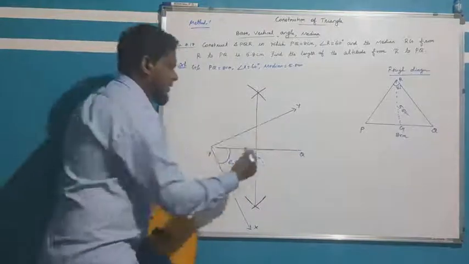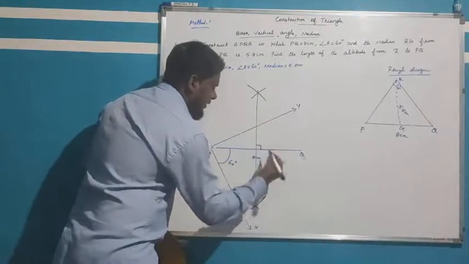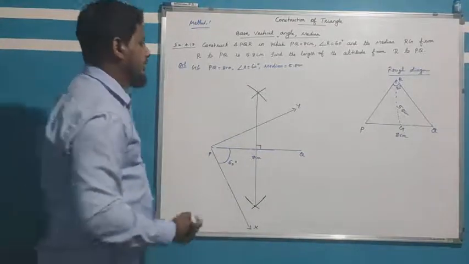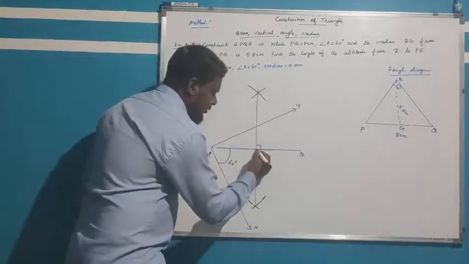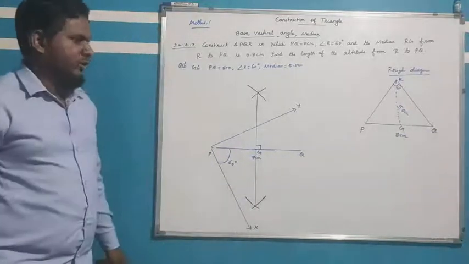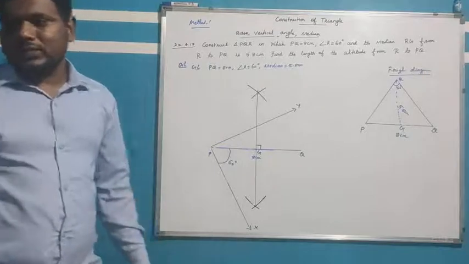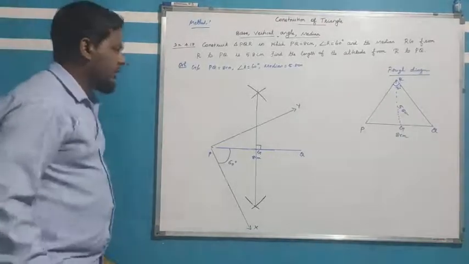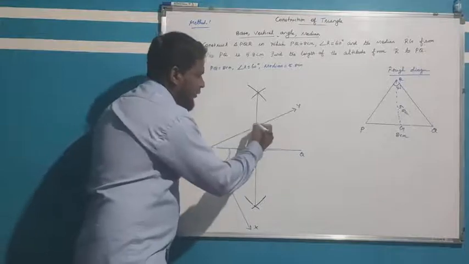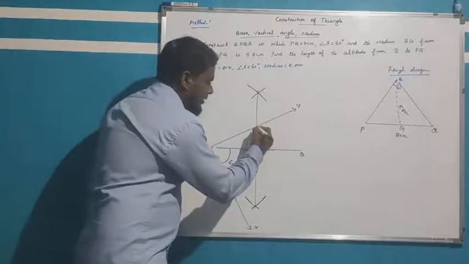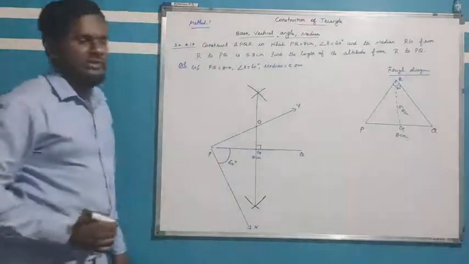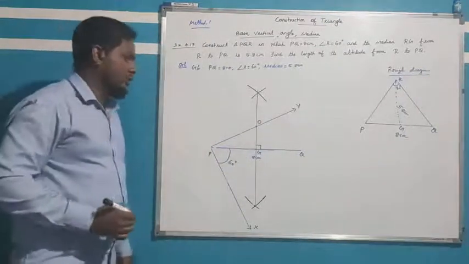After that you have to consider the 90 degree sign. So the point where they intersect, you have to consider G. Then here, where this altitude and this angle bisector intersect, that intersecting point you have to consider O.